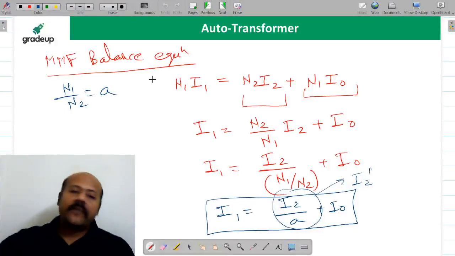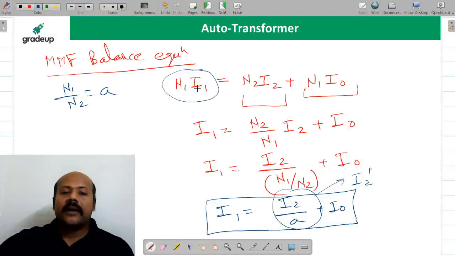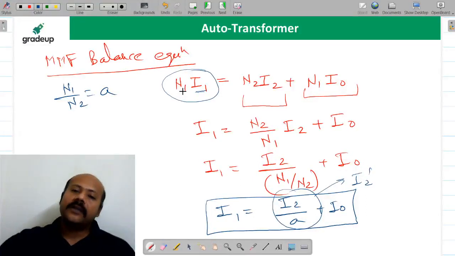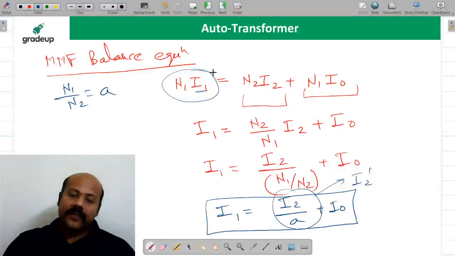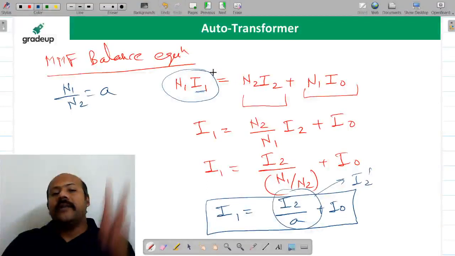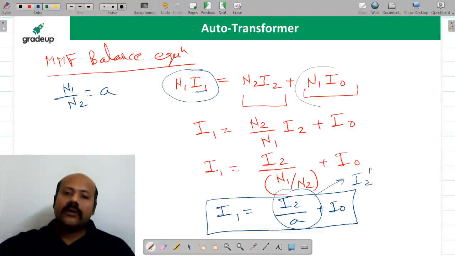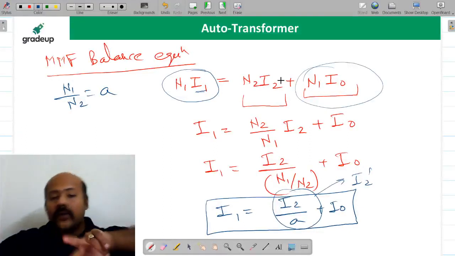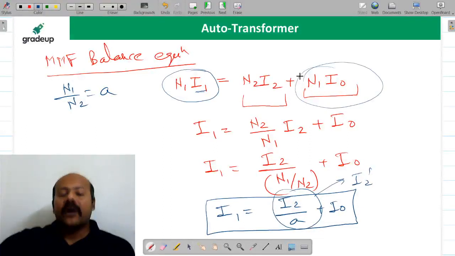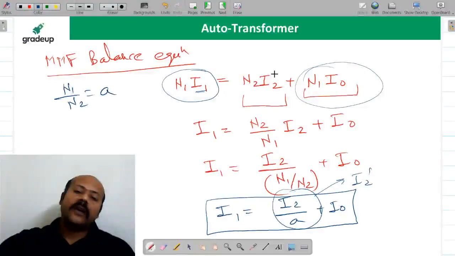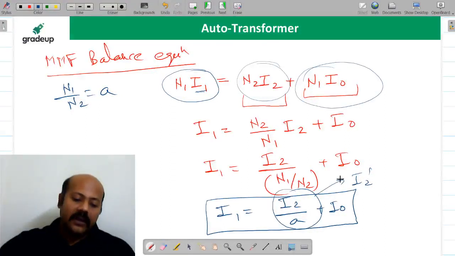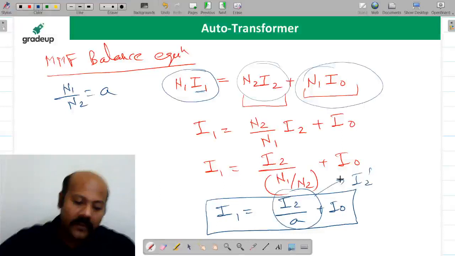Now we are writing the MMF balance. This is the total current I1 multiplied by the number of turns at the primary side. So N1 I1 is going to be the total MMF at the primary winding. Now this MMF is going to provide the magnetization to the core. So this is N1 I0 and it is going to compensate the MMF due to the current in the secondary winding because of connecting the load. I hope you are getting this. So from here you can write I1 as I2 upon this. So you can write this equation. I hope that it must be clear to all of you.